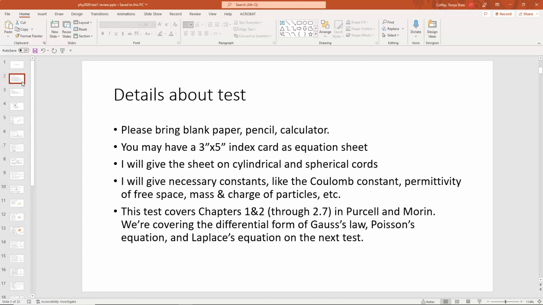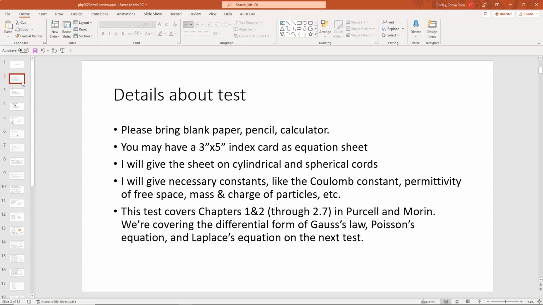I'm also going to go ahead and give you the constant sheet that's posted on our course webpage, as well as the inside back cover of your textbook, Purcell and Warren, that has the cylindrical and spherical coordinates stuff on it. So you'll have that.